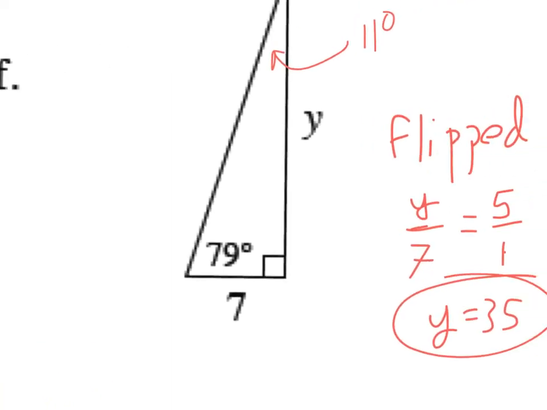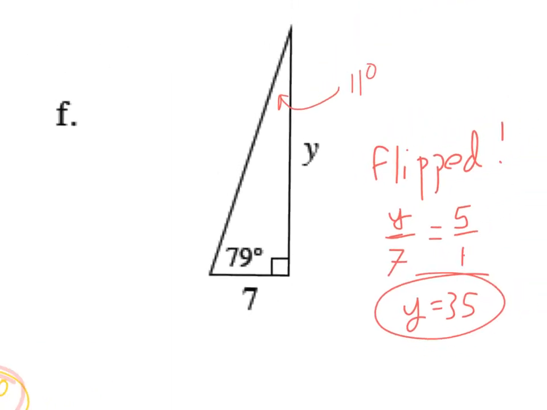And then lastly, over here, this triangle might have thrown some people for a loop. But what we can recognize is that if this angle down here is 79, that means that this one has to be 11. Our triangle sum theorem tells us that. So instead of being 1 over 5 for the slope ratio, this triangle has kind of been flipped, if you will. So that slope ratio of an 11-degree angle would be 5 over 1. So therefore, y over 7 corresponds to 5 over 1. And if I cross multiply, I get y equals 35.